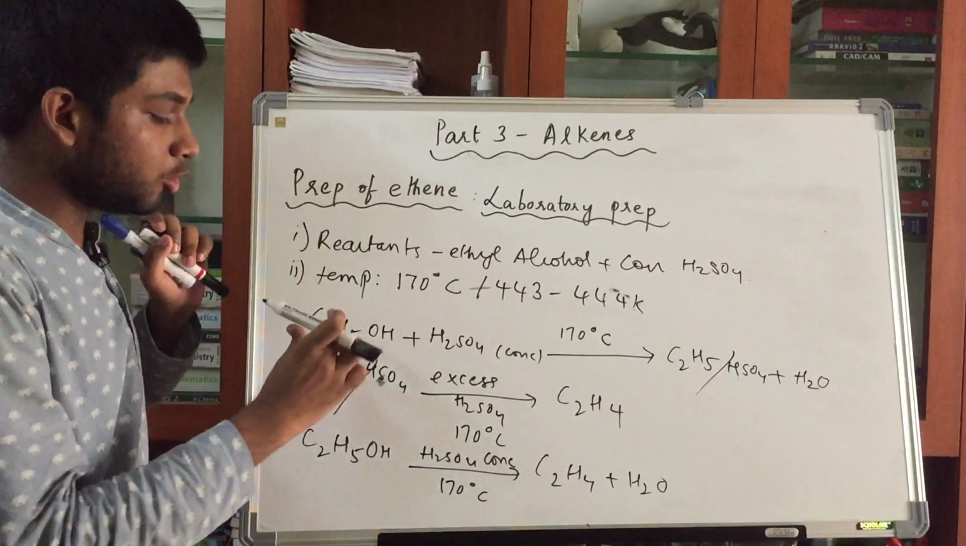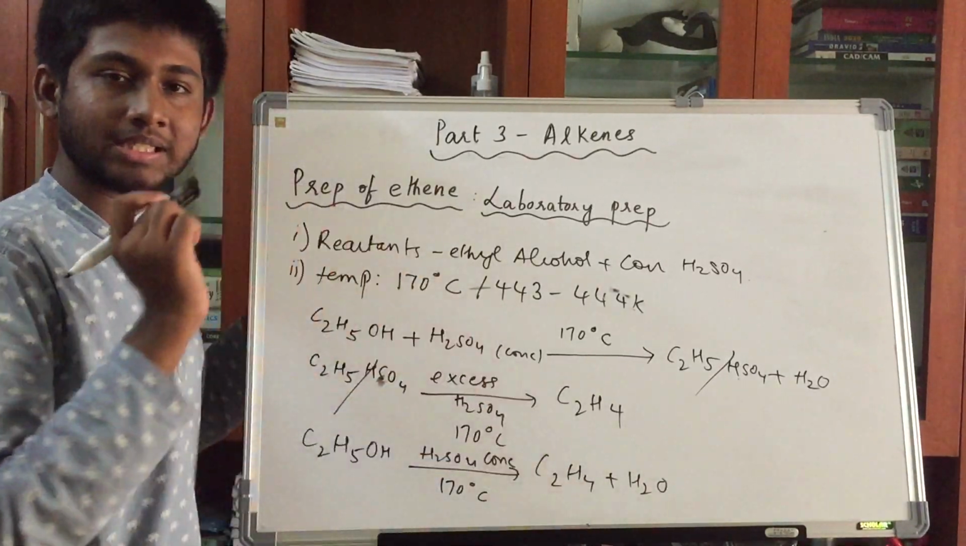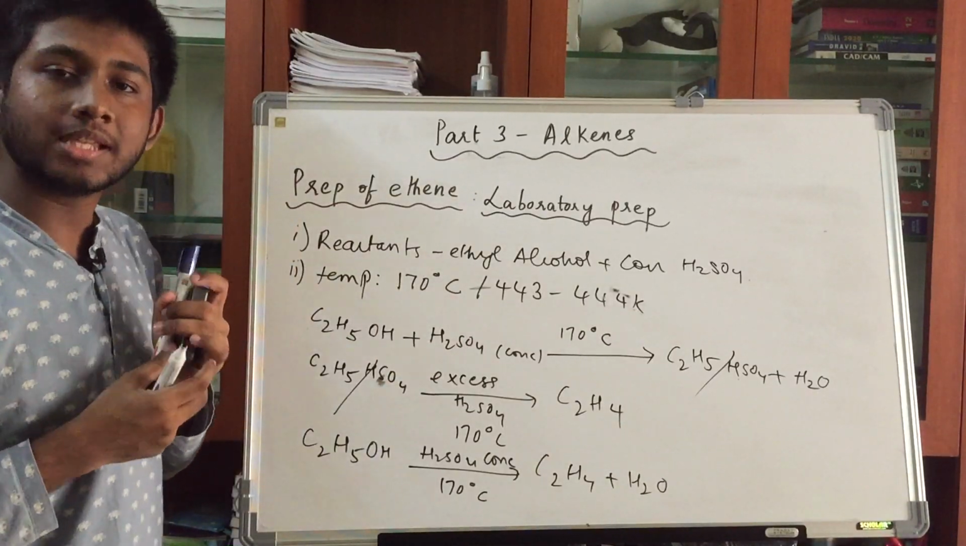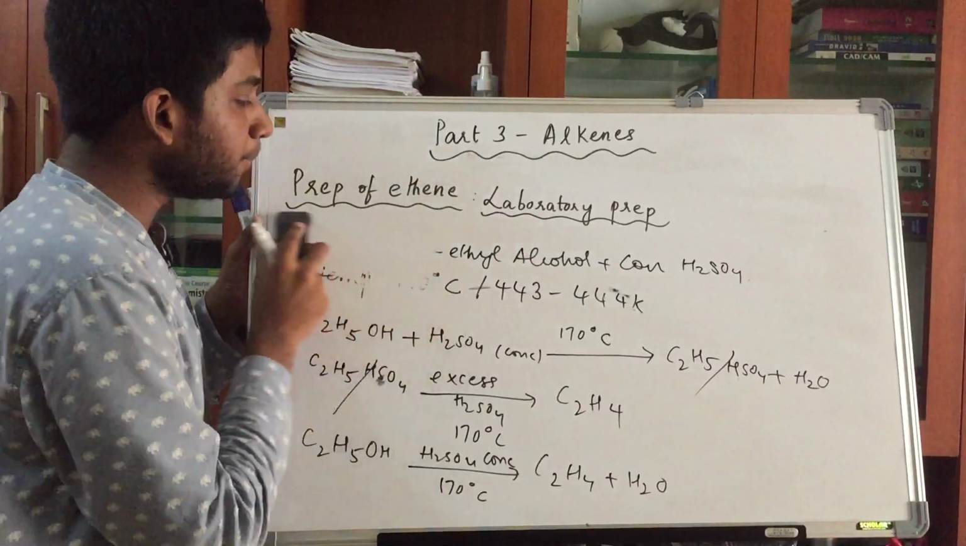So now we have found the method in which you write the preparation of ethene in 2 different steps, and then you add up both the equations and you get a final equation where you have got C2H4. But this C2H4 is not a pure form of C2H4. There are a lot of impurities here.